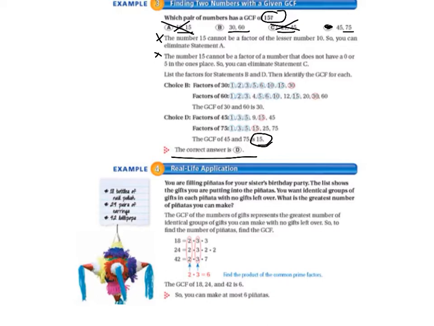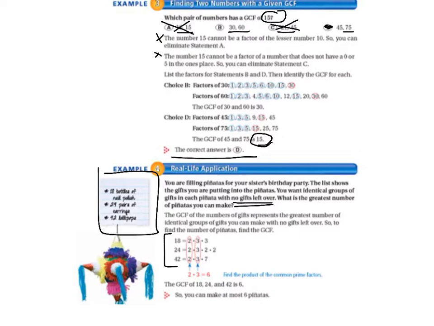Example 4 is the real-life application. So you are filling piñatas for your sister's birthday party. The list, which is over to the left, shows the gifts you are putting into the piñatas. You want identical groups of gifts in each piñata with no gifts left over. What is the greatest number of piñatas you can make? So the numbers that we're working with are 18, 24, and 42. They're right down here, and they're also on the list.